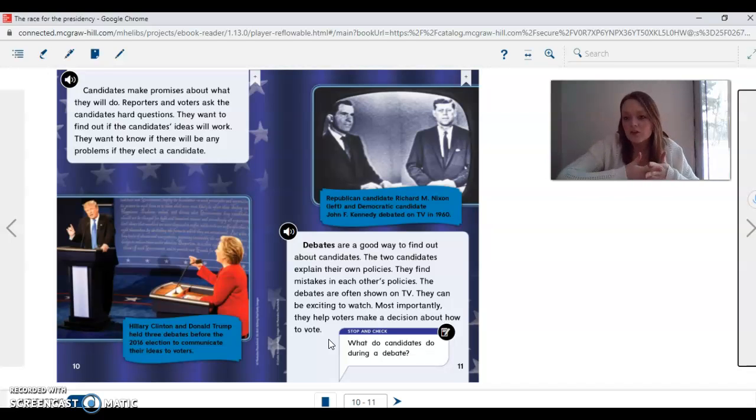So during presidential debates or any debates, each party or each candidate is given a topic to talk about, and then each person gets to talk about their views about it, what they think about it, how they think they can help to make it better.